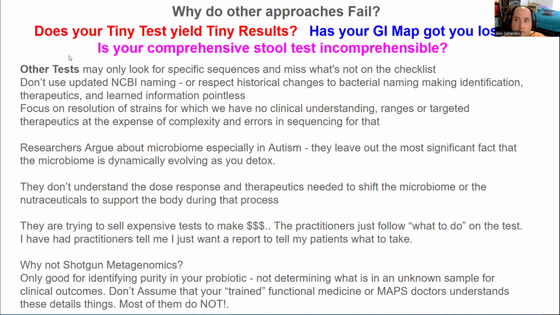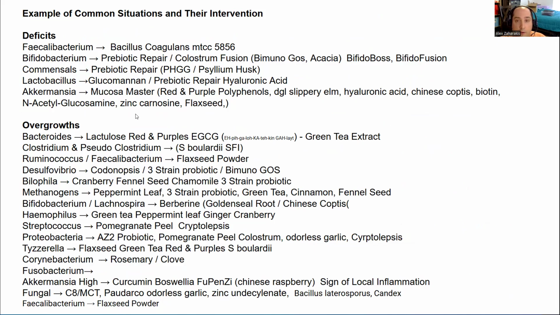I already talked about different types of tests and the expense, and then what they're actually looking for and the precision. Like I said, those five axioms, ending with the last one: if you can't actually use your test to help somebody out, in my book, it has no meaning, right? So here's an example of different interventional situations based on overgrowth or deficits that commonly come up.